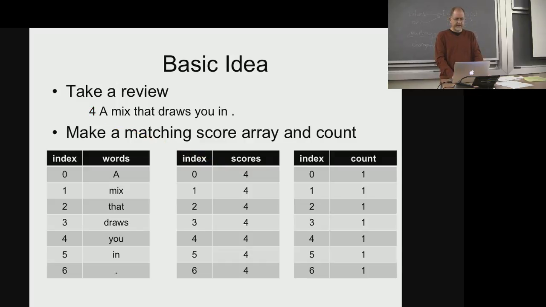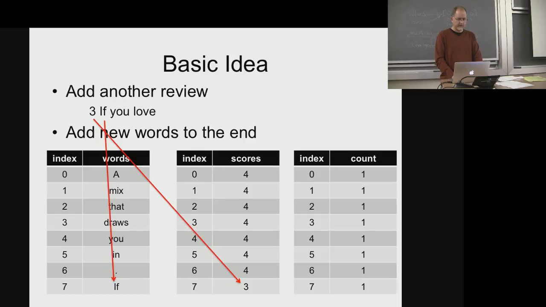Then we're also going to say how many times this word has appeared so far in all the reviews. Since we're just starting off, they all appear once, right? We found them and they appear once. All right, so then we go on to another review. It has a different score. We take the first word in it. If it is not part of our existing set of words, we add it to the end. And we put its score there and its count.